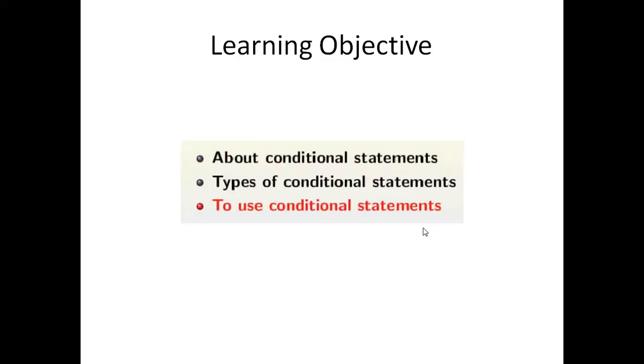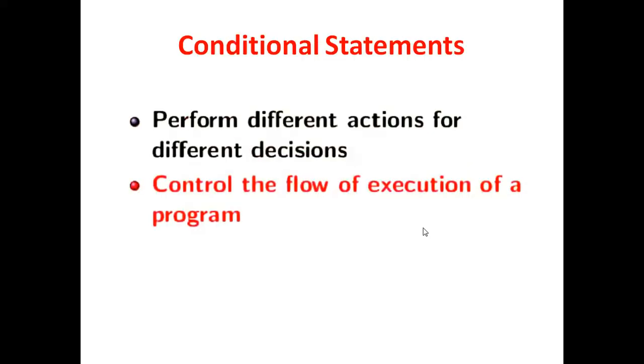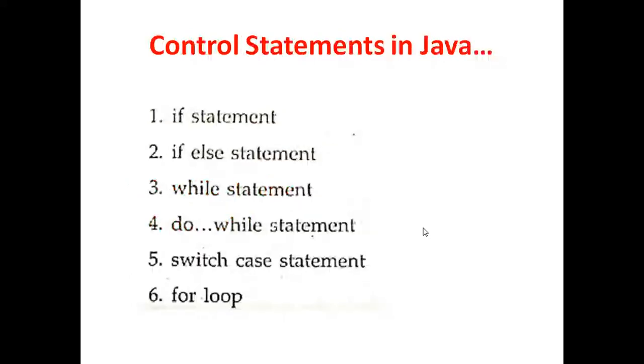statements. The conditional statements are used for performing different actions for different decisions and to control the flow of execution of a program. The different control statements in Java are the if statement, if else, while statement, do while statement, switch case statement, and for loop statement.